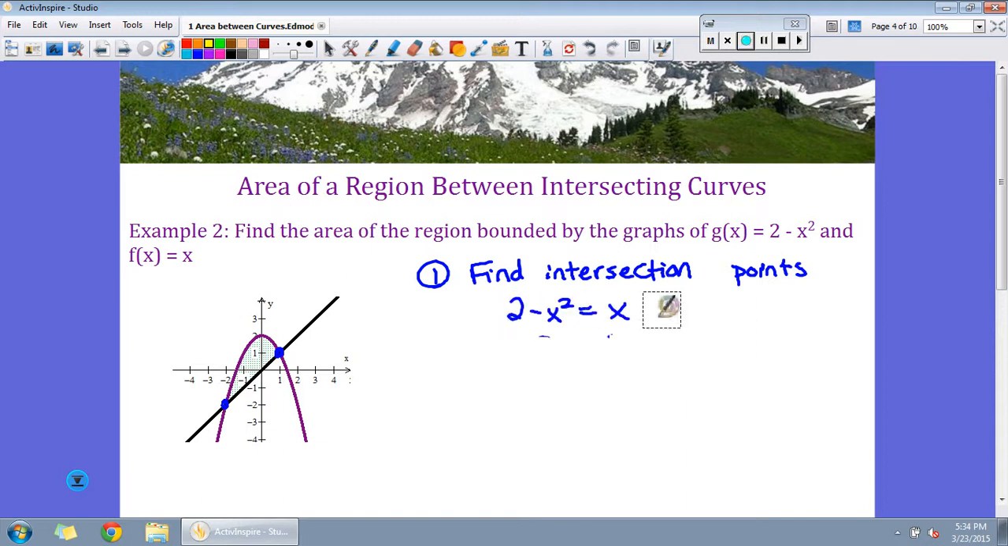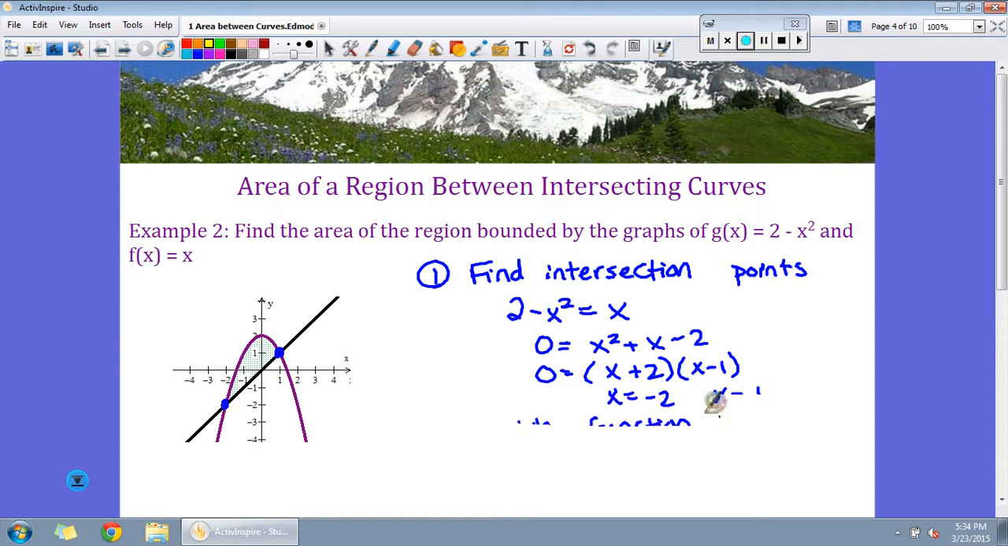All we need to do is set the two functions equal to each other. I'm going to move everything to the right-hand side so I can get something that's factorable. My factors are x plus 2 and x minus 1. So when we solve for x, we get -2 and +1. So these are the intersection points.